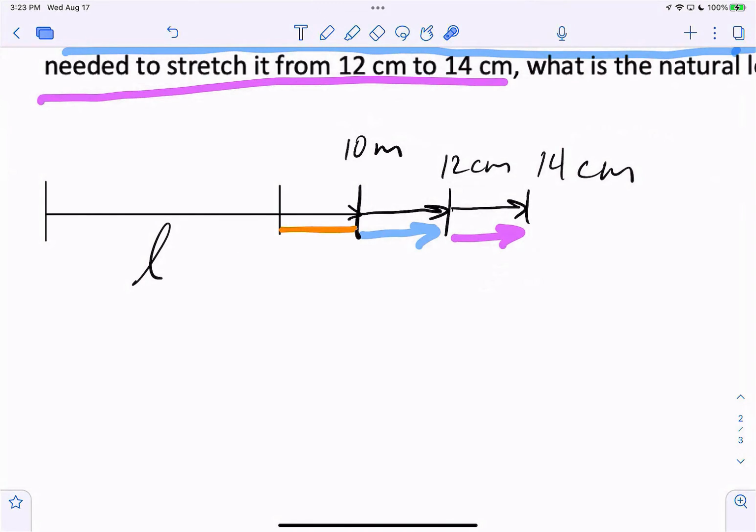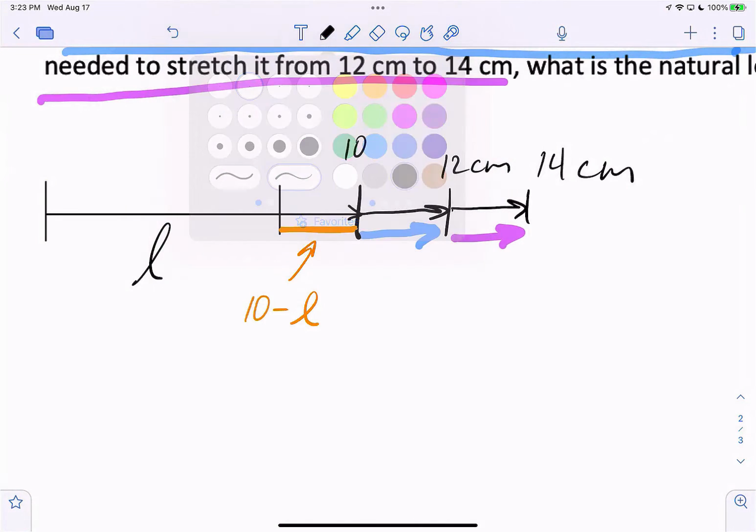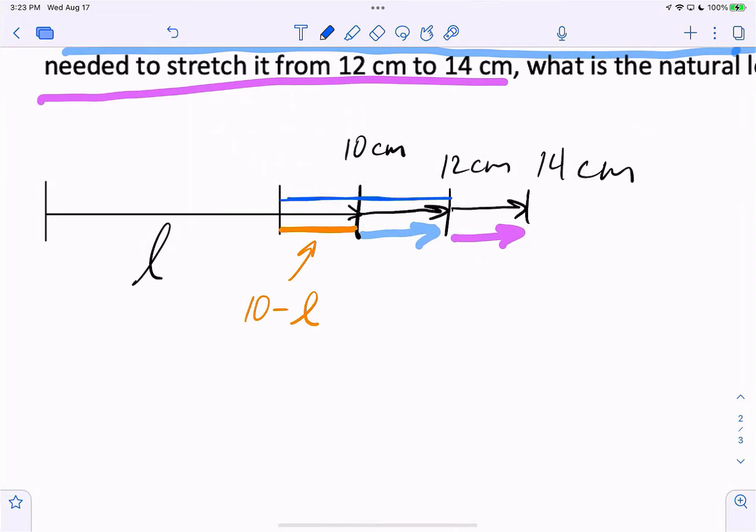Anyway, if this is a length of L and this is a length of 10 centimeters, then this is a length of 10 minus L centimeters. And I notice I marked this as meters up here, and it should be centimeters. We then know that the distance from the natural length to the 12 centimeter mark is 12 minus L centimeters. And the distance from the natural length to the 14 centimeter mark is going to be 14 minus L centimeters.